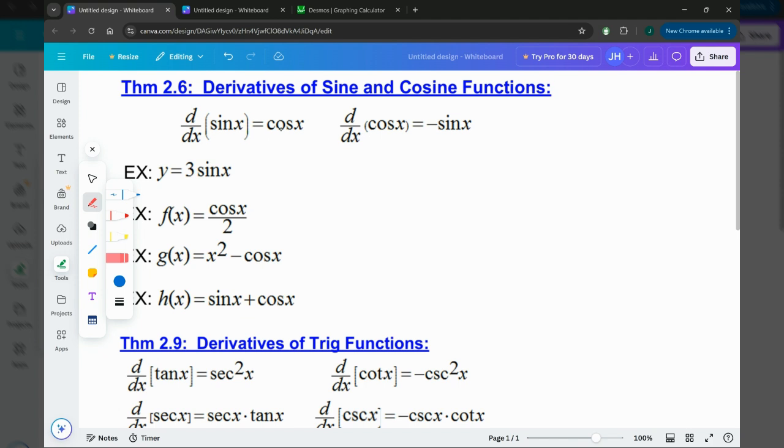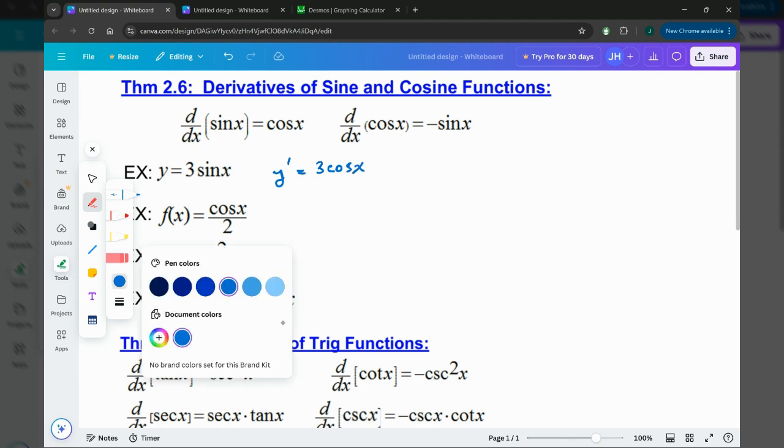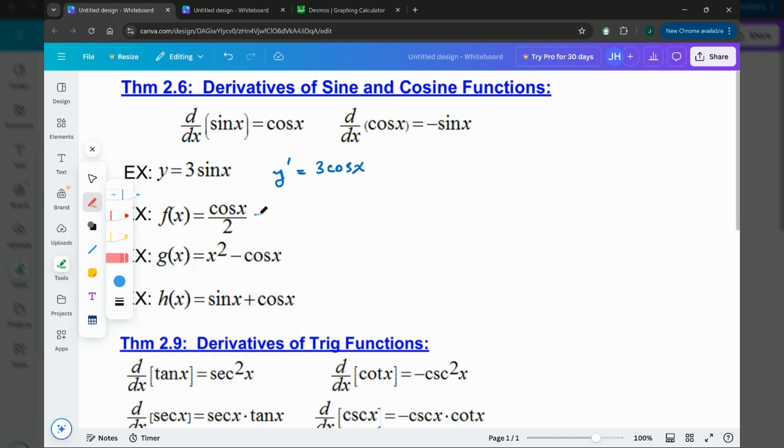If the derivative of sine is cosine, what is the derivative of 3 times sine? Well, we use our constant multiple rule, and we take 3 times the derivative, which would be 3 times cosine of x. Okay? So this next one, remember, this is just 1/2 times cosine of x. So how would I find the derivative of this function, f of x? Well, the derivative would be 1/2 times negative sine of x. So I could say this is negative sine of x over 2. Either one of these would be absolutely fine for this derivative.